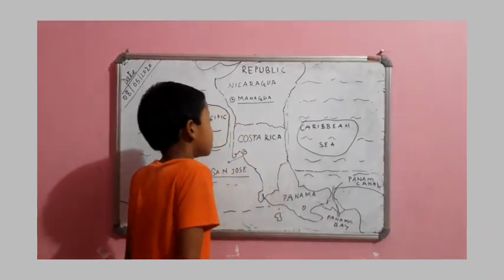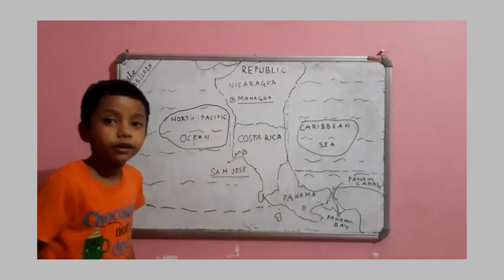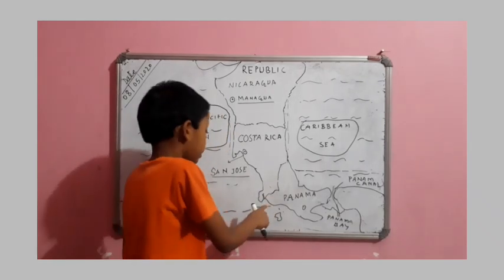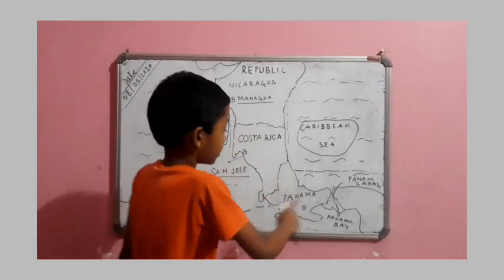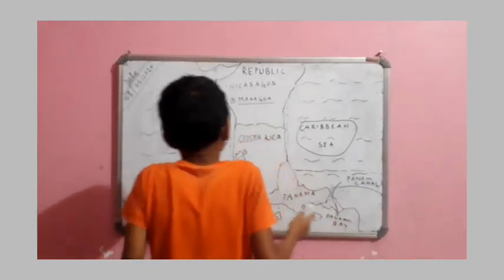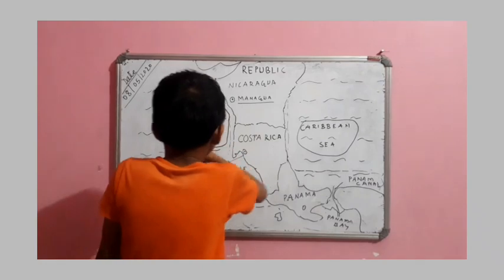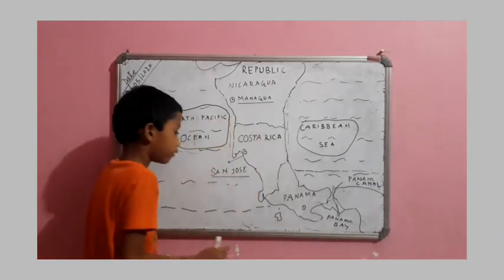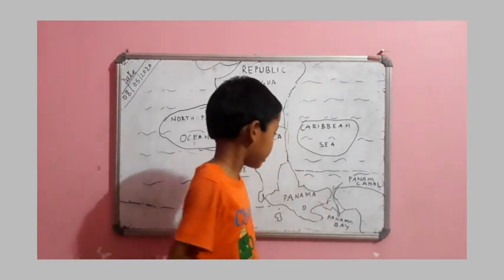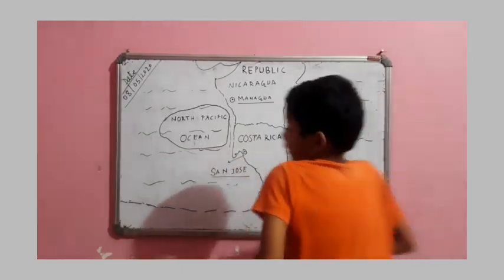Now Costa Rica almost touches Panama Bay, but it is a really small part of Panama Bay. Costa Rica, now, its capital San Jose touches the North Pacific Ocean. And also it is part of Panama Bay. Panama's capital is Panama City. Yeah, it is Panama City. Panama has a city, right?